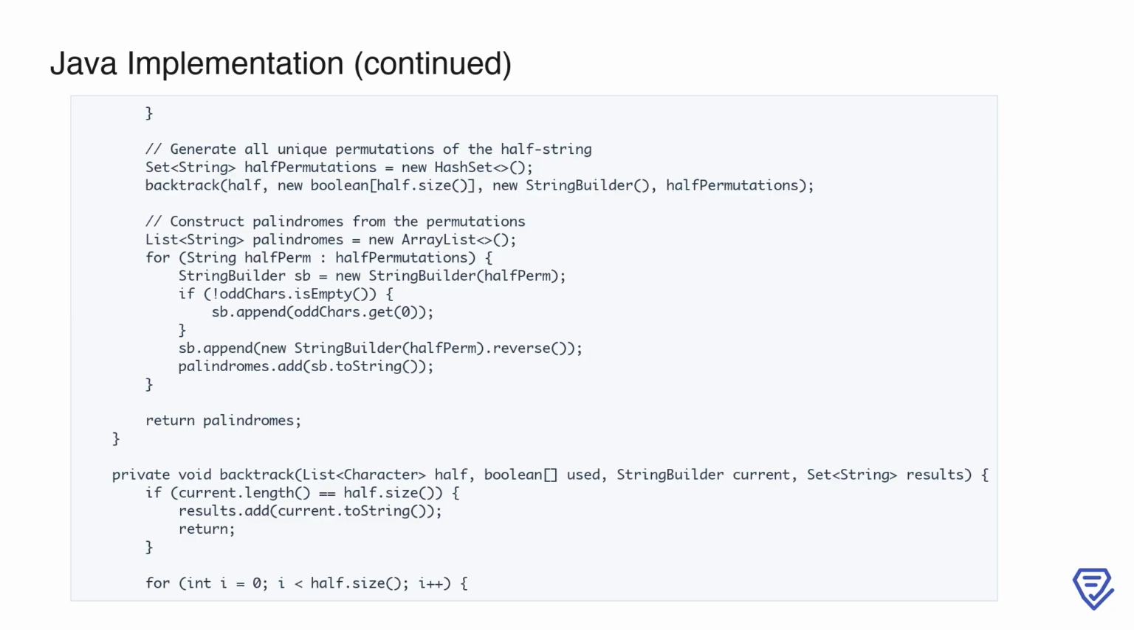After generating the permutations, we construct the full palindromes. For each permutation of the half string, we create a new palindrome by mirroring the permutation and placing any odd frequency character, if it exists, in the middle. This ensures that each resulting string is a valid palindrome. The constructed palindromes are added to a list, which will ultimately be returned as the output of the method. This approach ensures that we cover all possible palindromic arrangements of the input string while avoiding duplicates.